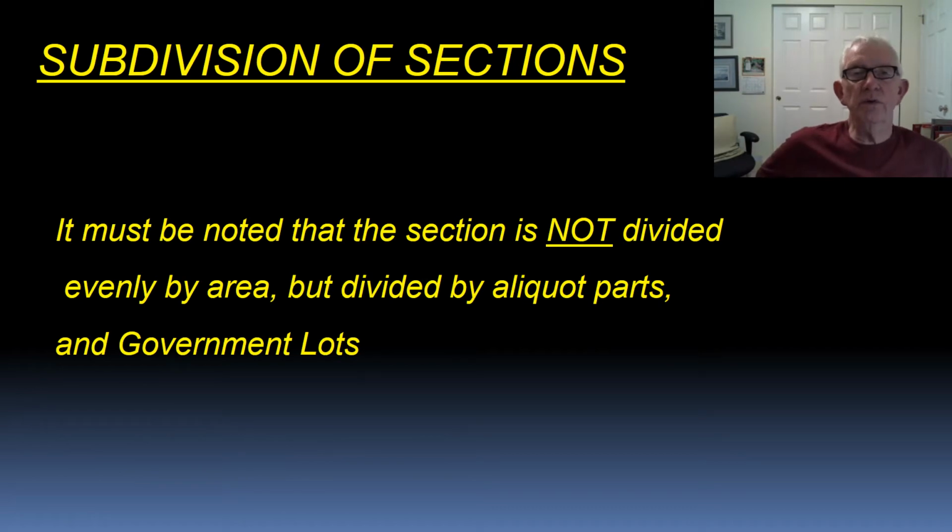Now, as we're going through the subdivision of section, you have to know that a section is not subdivided by area, but it's subdivided by aliquot parts. That is, you can have 4 aliquot parts evenly dividing the section with no remainder, and each one of those aliquot parts has a different area. So we're not subdividing by area.